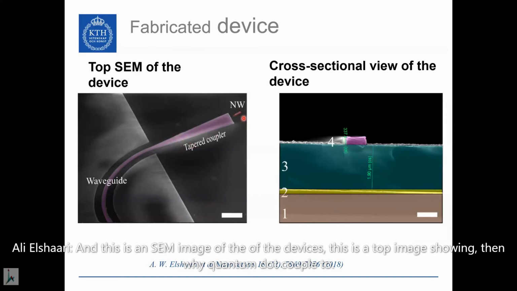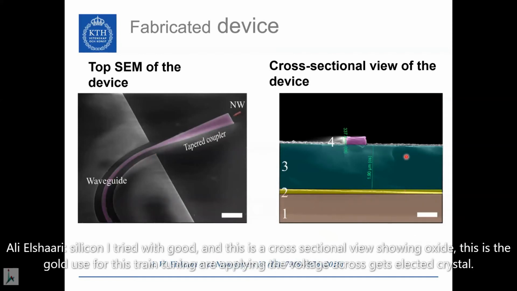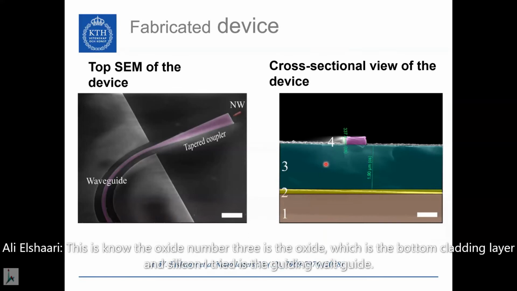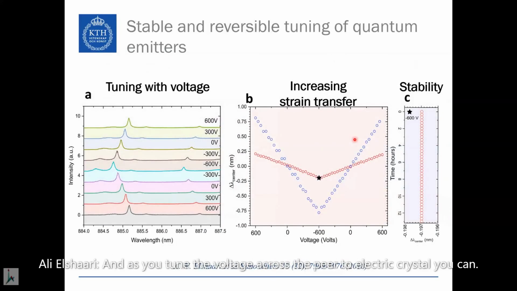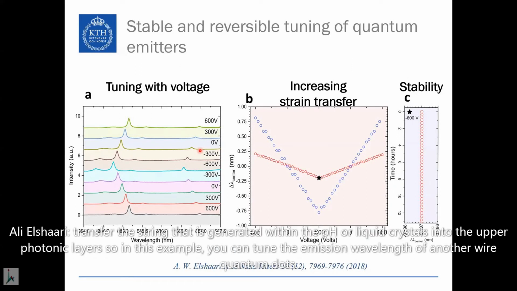This is a top image showing the nanowire quantum dot coupled to a silicon nitride waveguide. And this is a cross-sectional view showing oxide. This is the gold used for the strain tuning, or applying the voltage across the piezoelectric crystal. Number 3 is the oxide, which is the bottom cladding layer, and silicon nitride is the guiding waveguide. And as you tune the voltage across the piezoelectric crystal, you can transfer the strain that is generated within the piezoelectric crystals into the upper photonic layers.